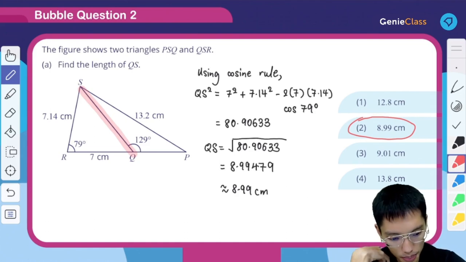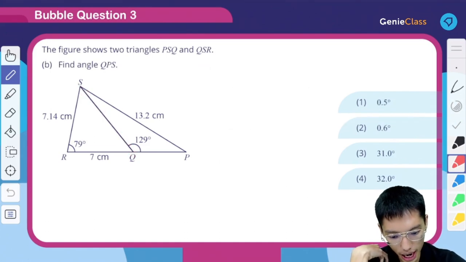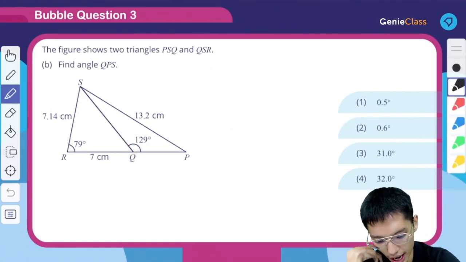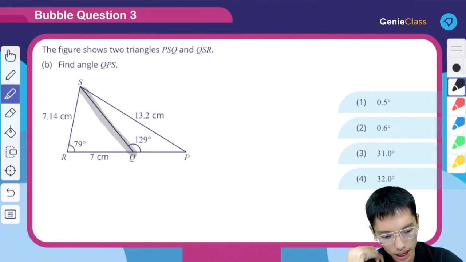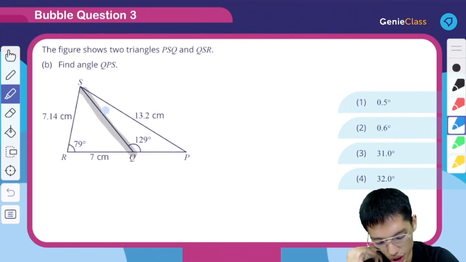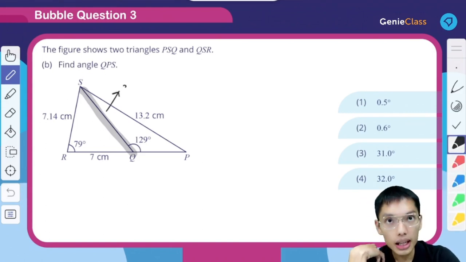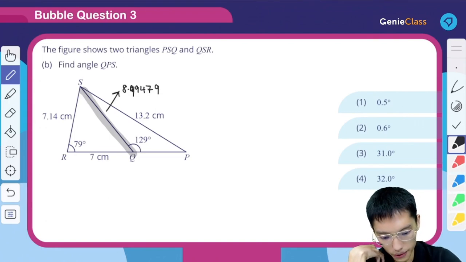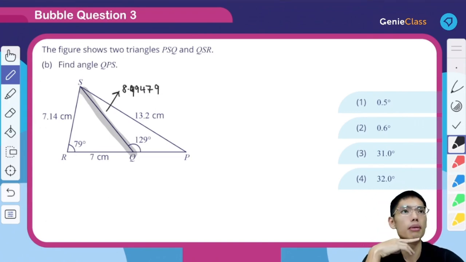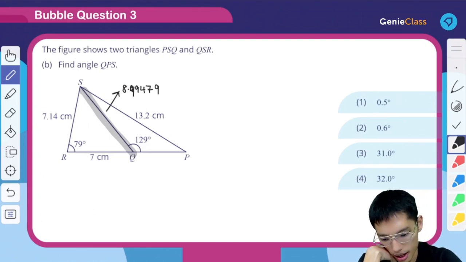Okay, so what happens? Of course, for this one, I will actually have to give you this side over here. Let's recap. This side over here is actually, sorry for that, 8.99479. Alright, let's see how we can solve angle QPS. Launching my bubble launcher over here. Let's go. Let's see how we solve. Alright, so take note, this is 8.99479.